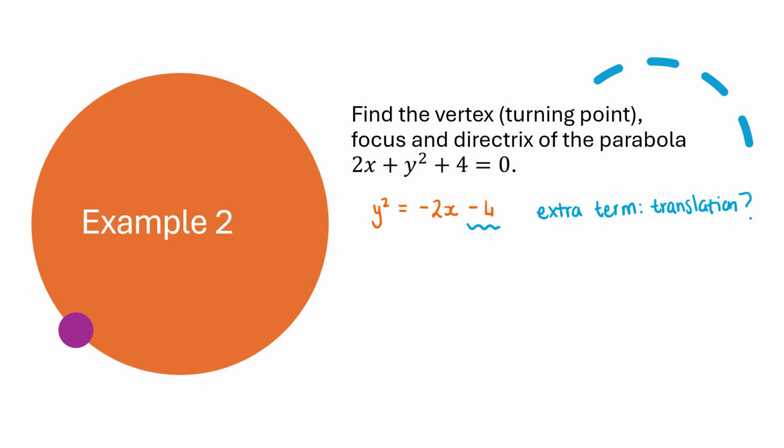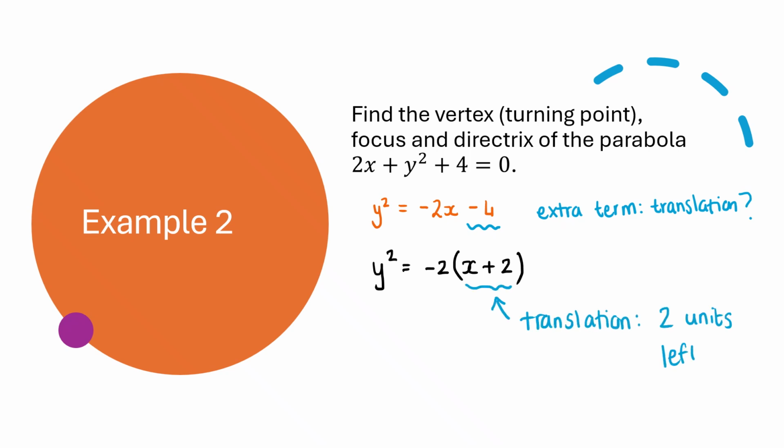So what we are going to do first is factorize what we have so that we can see directly which translations have occurred and where. On the right-hand side, I'm going to factor out a common factor of negative 2. So this gives us y squared is negative 2, and what's going to be left in the brackets will be x plus 2. This is our actual translation. It means the parabola, in whichever form we have it, has been shifted 2 units in the opposite direction. So here we have x plus 2, which means our parabola has been moved 2 units to the left.